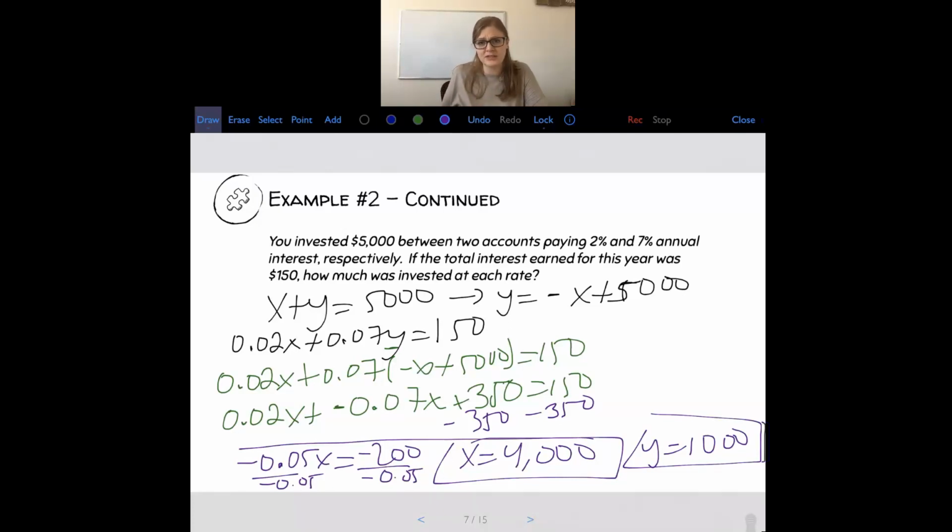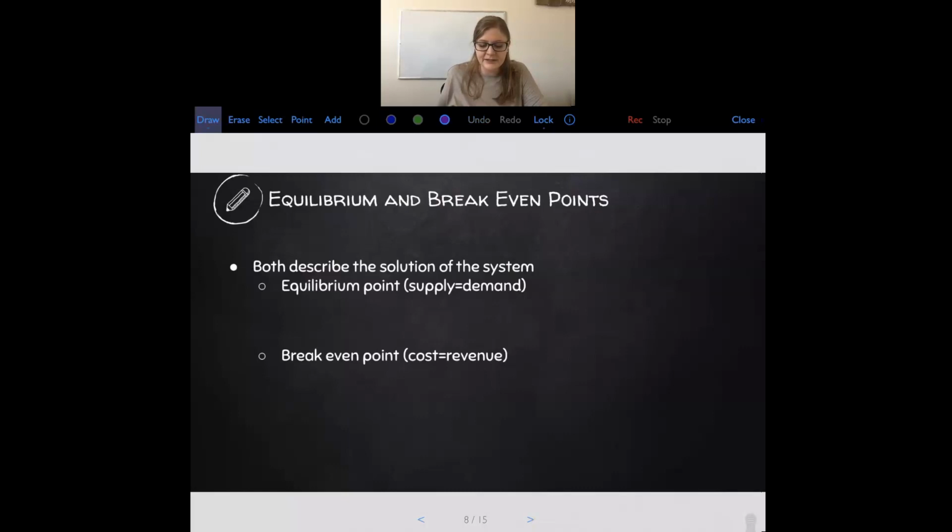Okay, we're going to get into a few more types of applications. Next, equilibrium and break-even points.